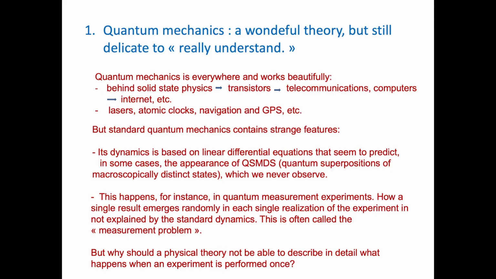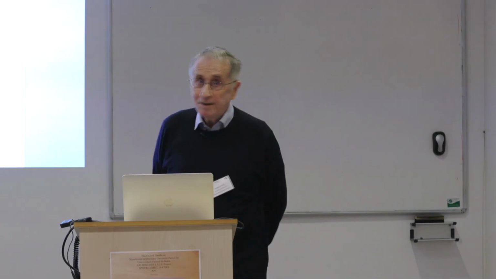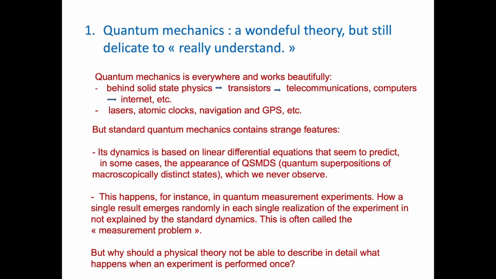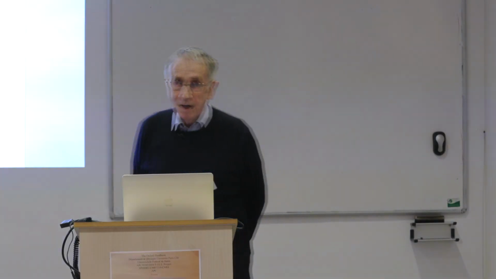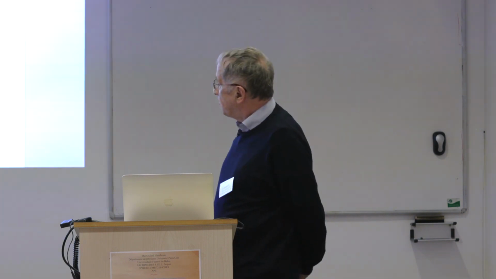The major difficulty, according to me, is that its dynamics is based on linear differential equations. And this equation seems to predict sometimes the appearance of what I called, after Tony Leggett, QSMDS, that is quantum superpositions of macroscopically distant states. And we never observe these QSMDS. So this is a difficulty. And one case where this situation happens, for instance, is every time you do a quantum measurement experiment. In other words, how a single result can emerge when you do a single experiment, a single quantum measurement, is not explained by standard quantum mechanics. You need to introduce some postulate to explain it. And this is often called the measurement problem.